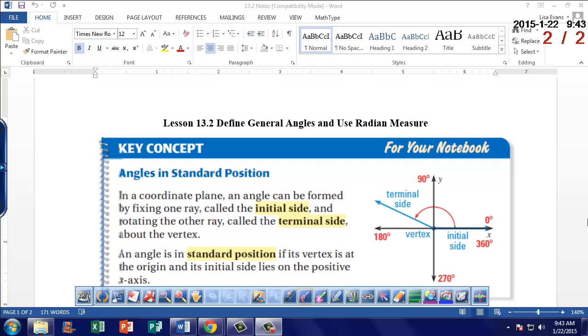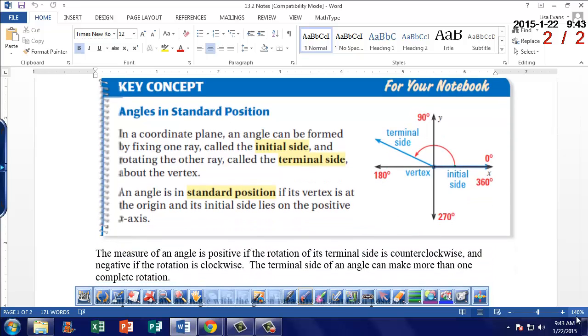Angles in standard position. In a coordinate plane, an angle can be formed by fixing one ray, called the initial side, and rotating the other ray, called the terminal side, about the vertex. So if we take a look at our coordinate plane, whenever we are asked to put an angle on a coordinate plane, we're always going to start with it on the x-axis, and we are always going to rotate counterclockwise.